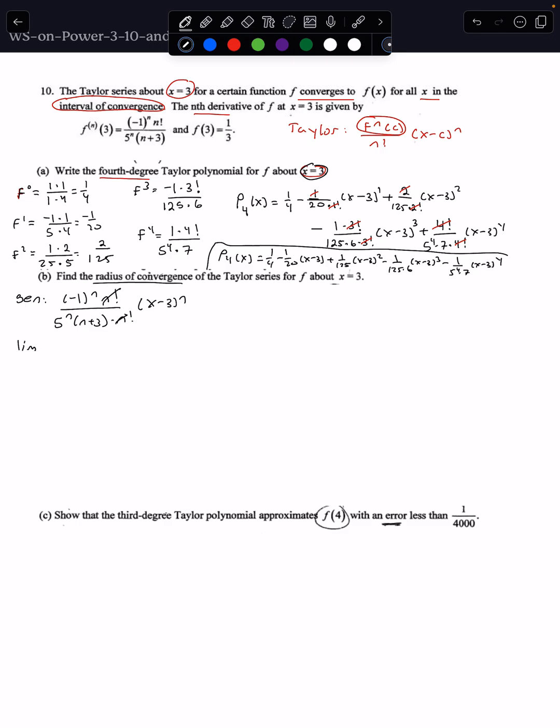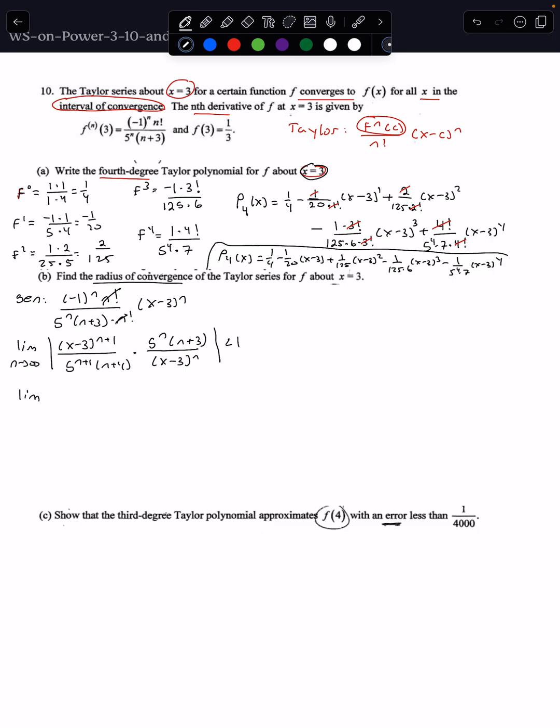And now we're going to use our ratio test, the limit as n goes to infinity. Since we're using the ratio test, we don't have to worry about the alternating part. It's just going to become positive, and we get x minus 3 to the n plus 1 over 5 to the n plus 1 times n plus 4. Flip and multiply, we're going to get 5 to the n times n plus 3 over x minus 3 to the n. And that's going to have to be less than 1.